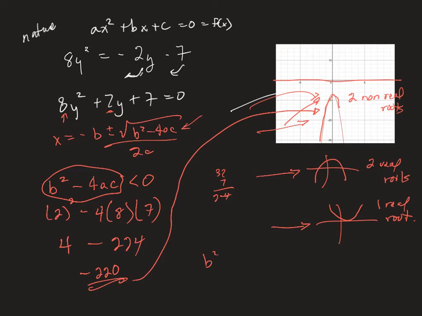If b squared minus 4ac was equal to 0, then it would have one real root. And if b squared minus 4ac was greater than 0, then it would have two real roots. Okay, hopefully that helps you with that question.